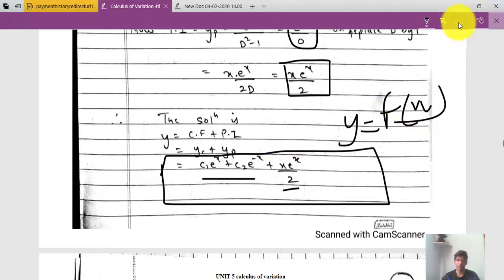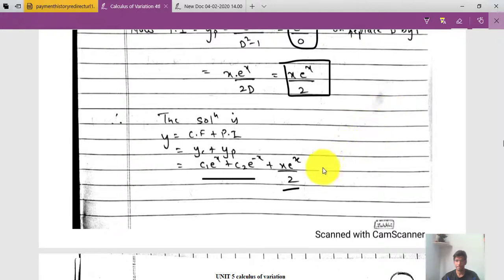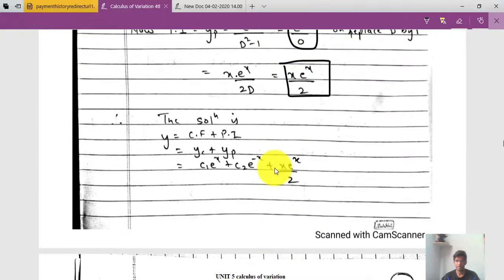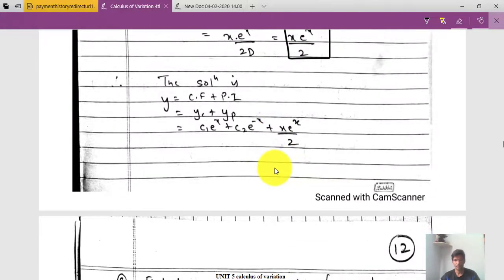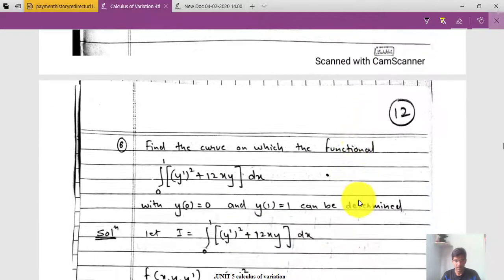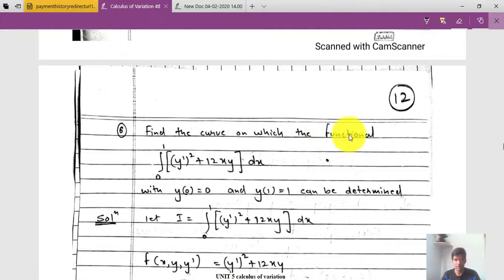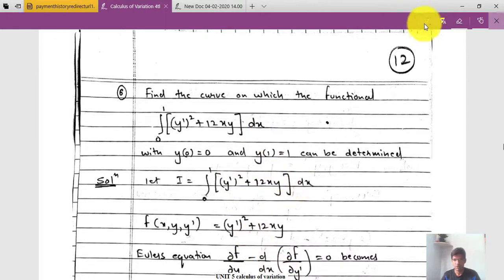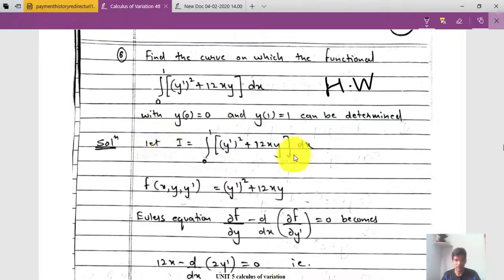See, the problems are so simple. Okay, the next problem is: find the curve on which the functional I is the integral from 0 to 1 of y1 square plus 12xy dx. So this problem you better take it for homework. But as a matter of fact, I will explain it in quick succession.